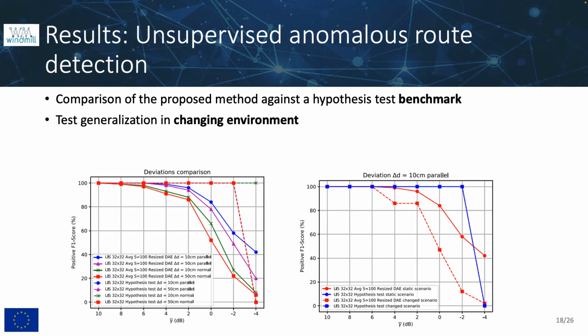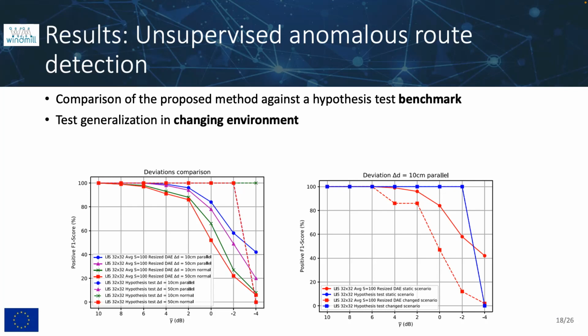So here in the first plot, we have this comparison. As we can see, the hypothesis test is optimal, so it's normal that it's going to be the benchmark and being the best, beating our solution. But the main takeaway here is that even for a scenario of 2 dB or even 0 dB, in some of the cases, we have a performance really close to the benchmark.